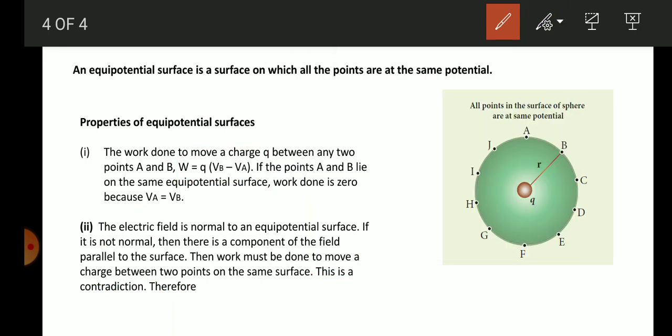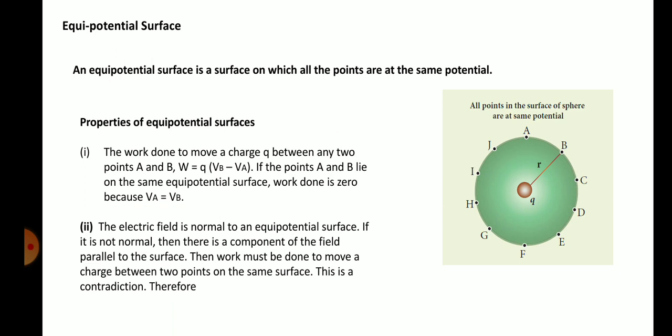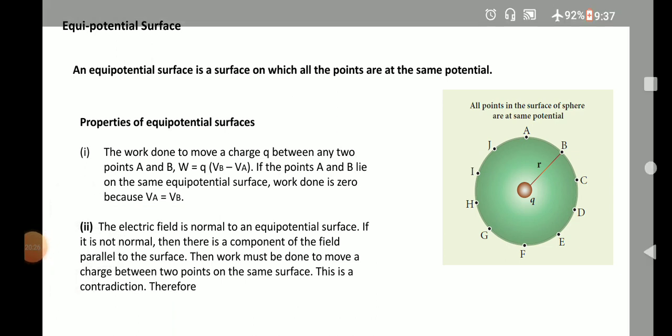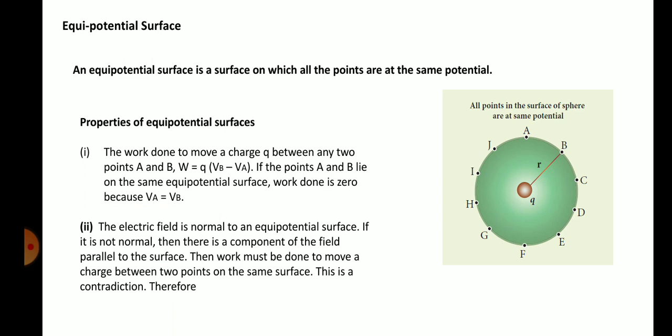So what is an equipotential surface? An equipotential surface is a surface on which all the points are at the same electric potential. What is an equipotential surface is one 2-mark question, and write the properties of equipotential surface is another 2-mark question.